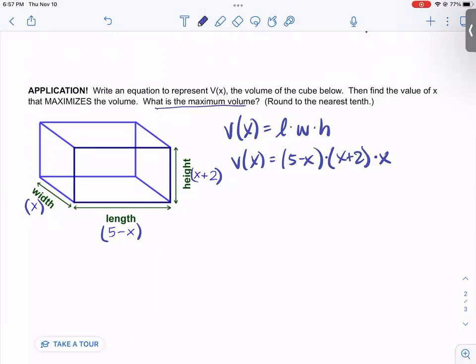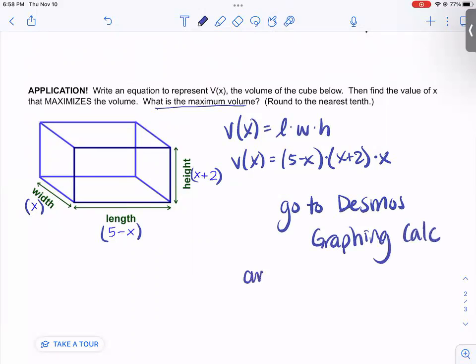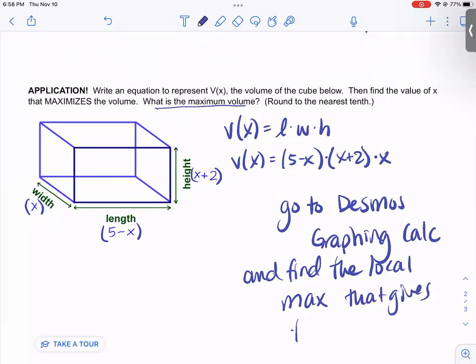And so what you want to do here is go to Desmos graphing calculator and find the local max that gives the highest value. This will give us the answer to this problem. Again, maximizing the volume is going to be wherever that local maximum is, or that relative maximum on the graph.